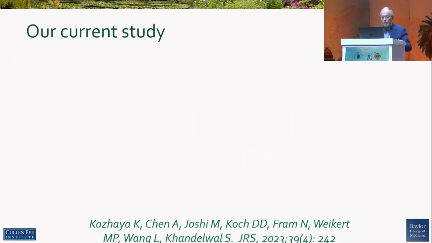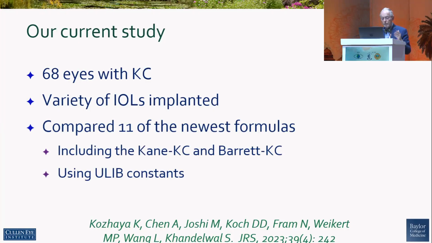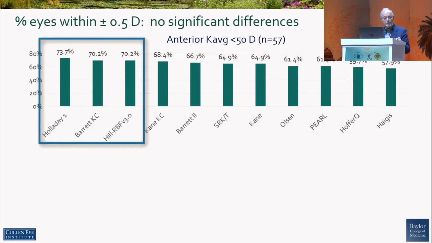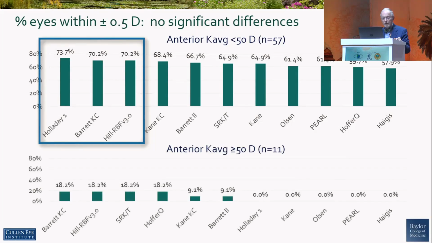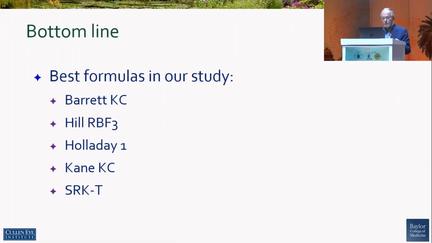What about keratoconus? Well, we published a paper on this, looked at a variety of IOLs, and included the Kane keratoconus and the Barrett keratoconus. If the K readings were less than 50, we were getting about 70% within a half diopter target. If they're over 50, less than 20%. So there seems to be a big change around 49, 50. And of course, those are the corneas that have a lot more irregularity in their topography. And these are the best formulas in our study.